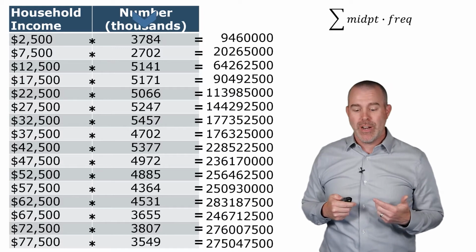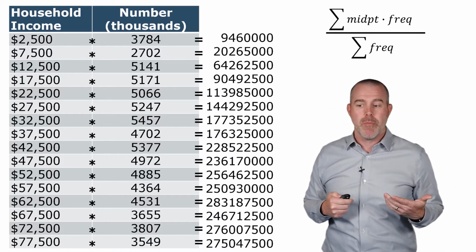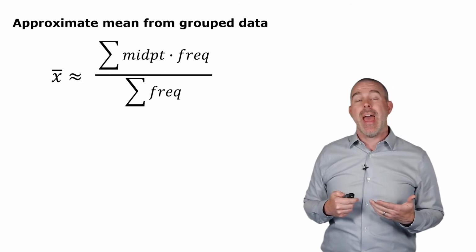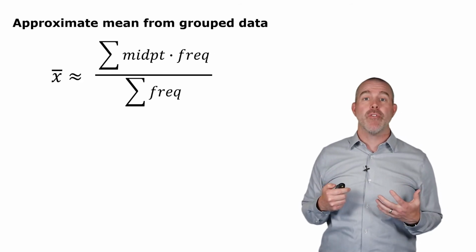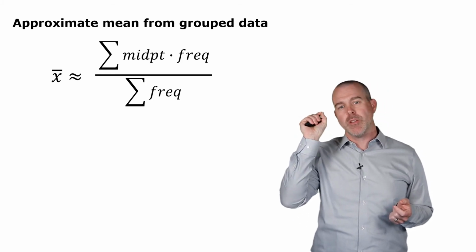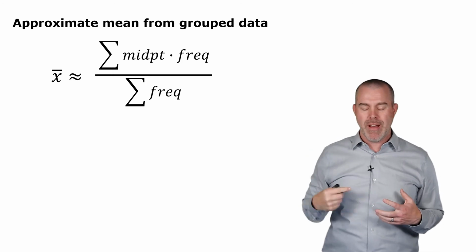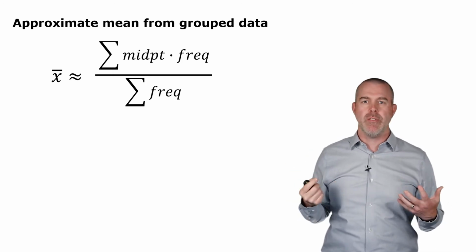And then we're going to do the same thing and find the total number, in this case, the total number of American households. And that's how we can approximate the mean from grouped data. We find all the midpoints, we multiply all the midpoints times the frequencies and add all those up and just divide by the total number of individuals.